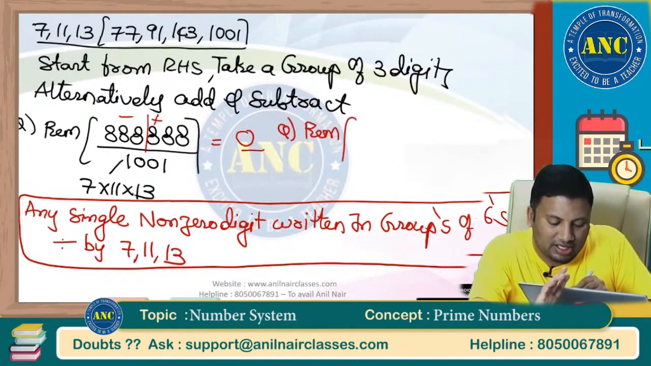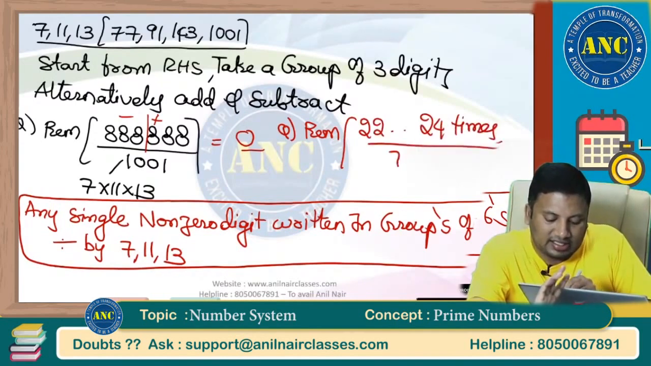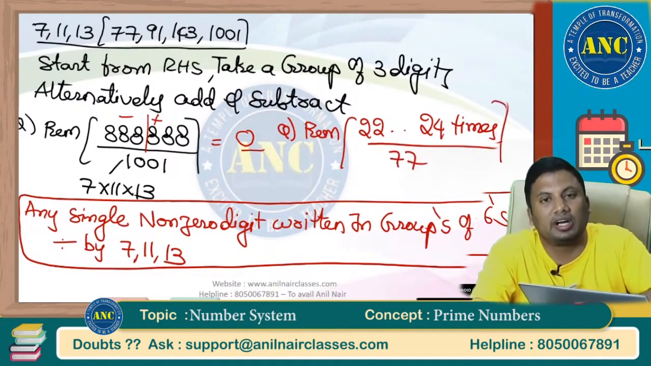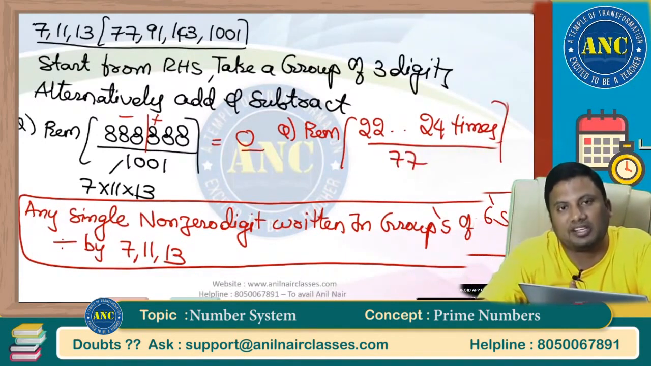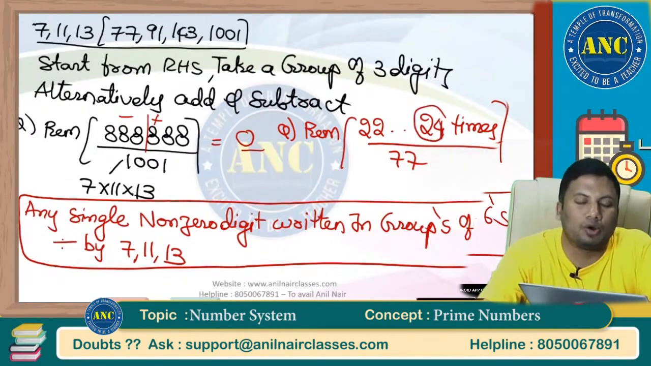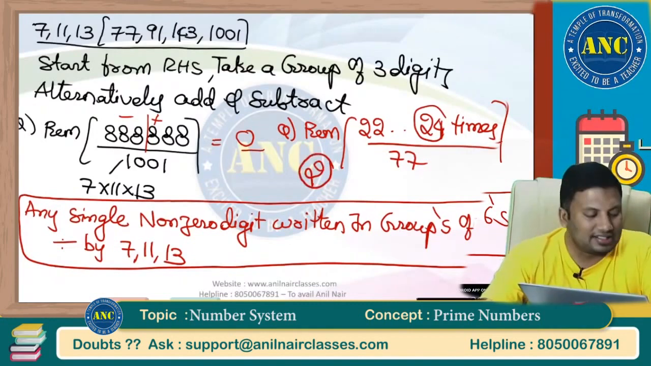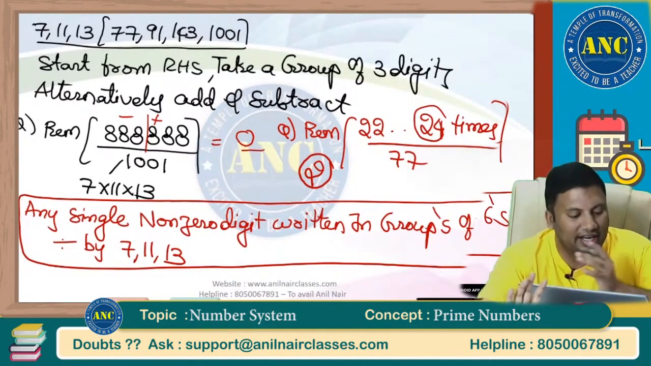Suppose the question is 2 2 2 2 2 written 24 times divided by 77. Any single non-zero digit written in groups of 6, and 24 is a group of 6. The answer is nothing but 2. I hope the idea is clear.